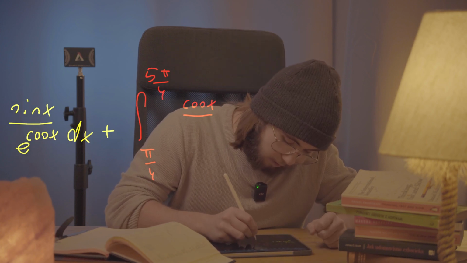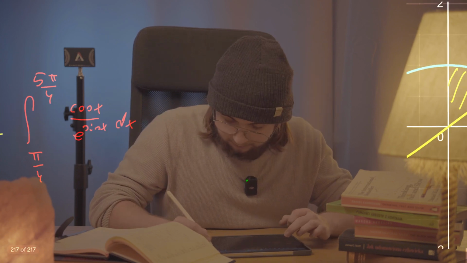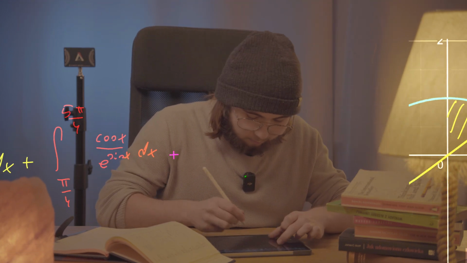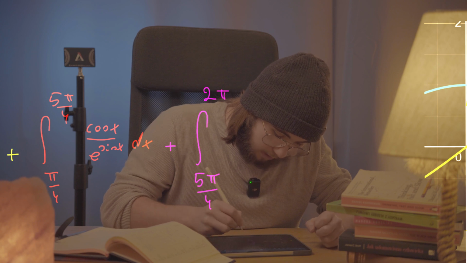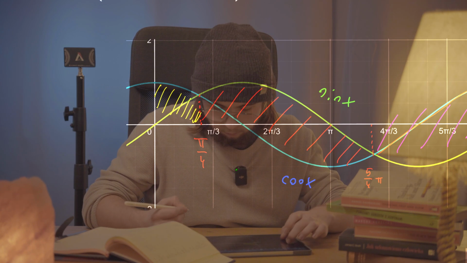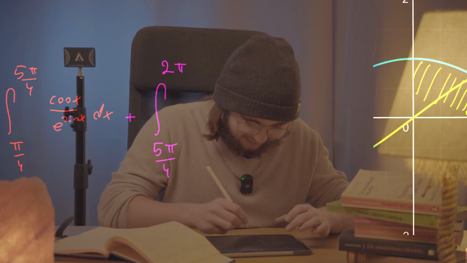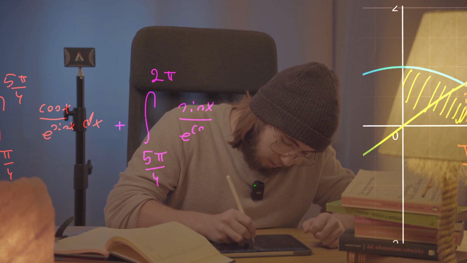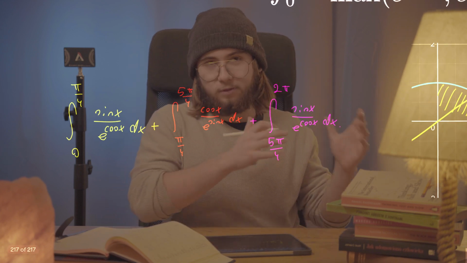cosine of x all over e to the sine of x dx, and then plus, lastly, the integral between 5 pi over 4 and 2 times pi, and now once again sine is the smaller one, yeah? Sine of x all over e to the cosine of x dx. Lovely. And now how are we supposed to evaluate those?